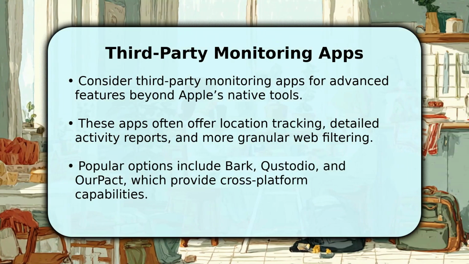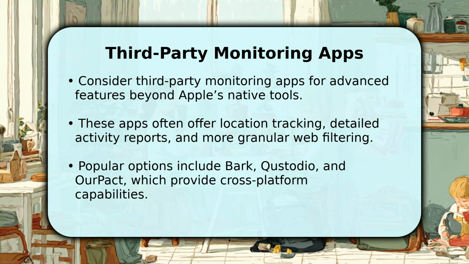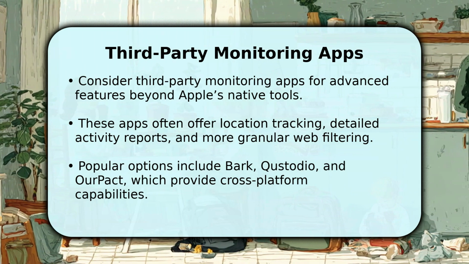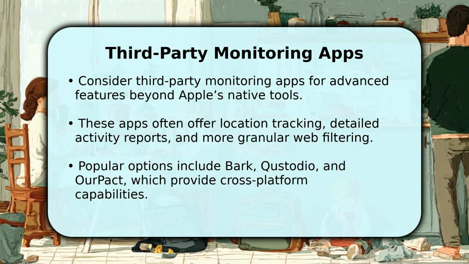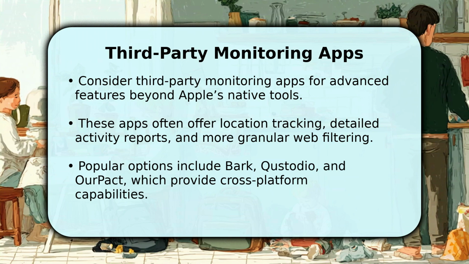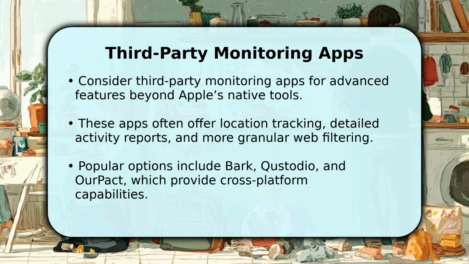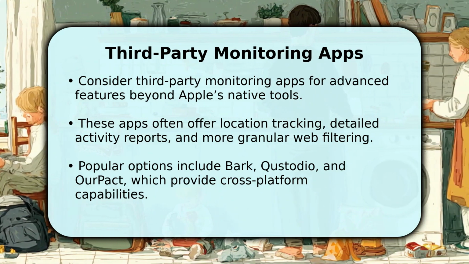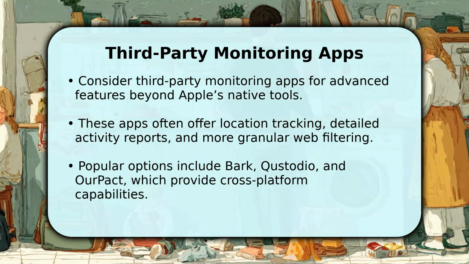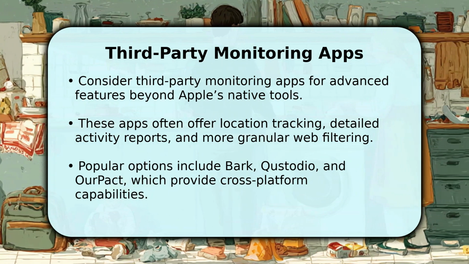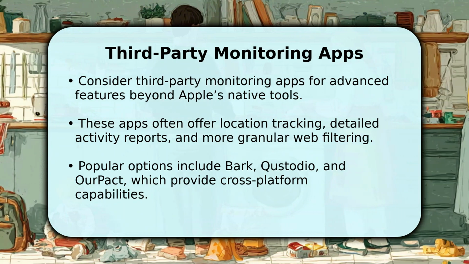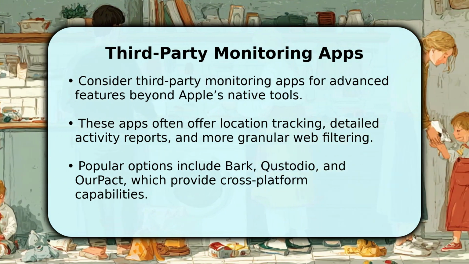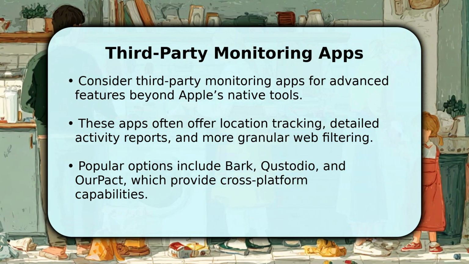For capabilities extending beyond Apple's native offerings, consider third-party monitoring applications. These tools, such as Bark or Qustodio, provide more comprehensive features like real-time location tracking, detailed social media monitoring across various platforms, and even alerts for concerning content. While they often come with a subscription fee, typically ranging from $5 to $15 per month, they offer an added layer of digital safety and insights that Apple's built-in options might not cover, especially for older children.